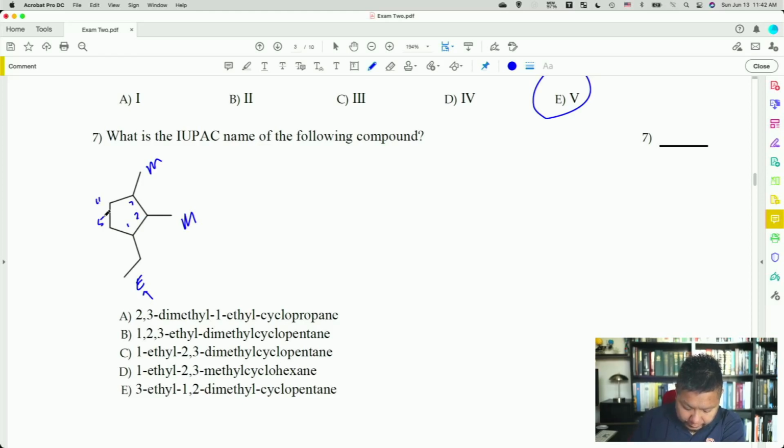So it would be 1-ethyl because there's only one ethyl, 2,3-dimethyl because there's 2 methyls, and then cyclopentane. So 1-ethyl-2,3-dimethylcyclopentane. The answer there would be C.